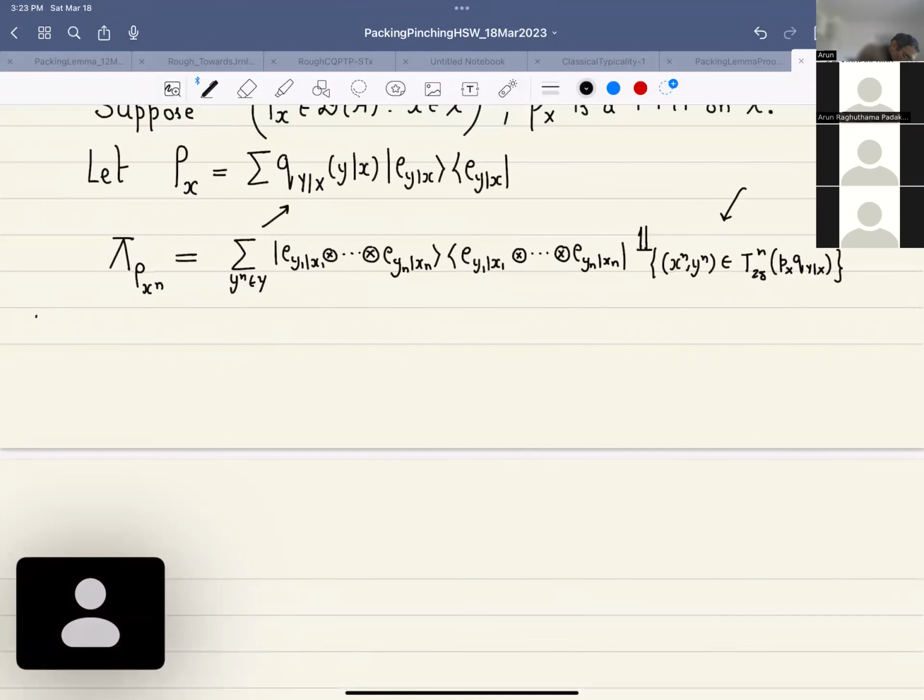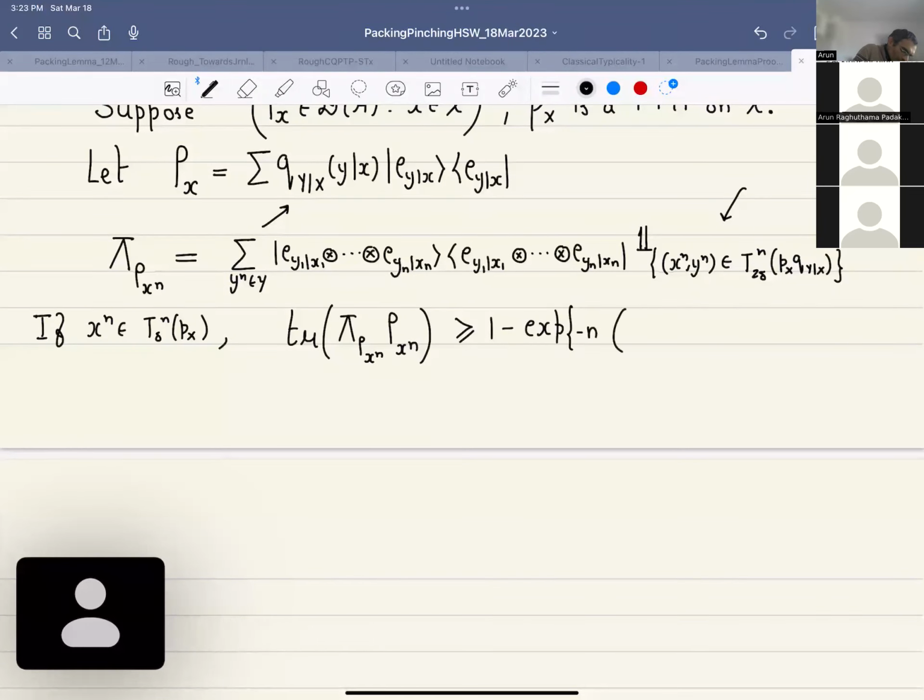And we showed that if xn belongs to T delta n px, that is, the sequence is typical in itself, I have something like this: the trace of pi rho xn overlapping with rho xn is very large, 1 minus exp minus n times something. I'm not going to write that something. This is what we know.